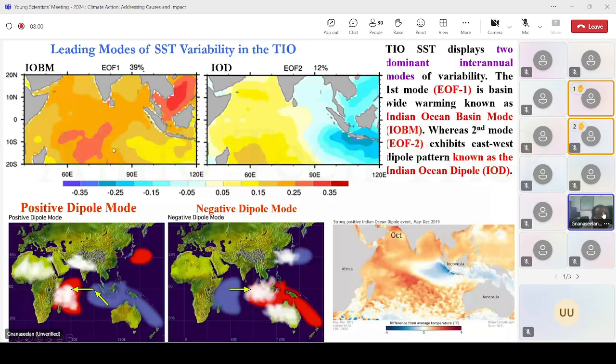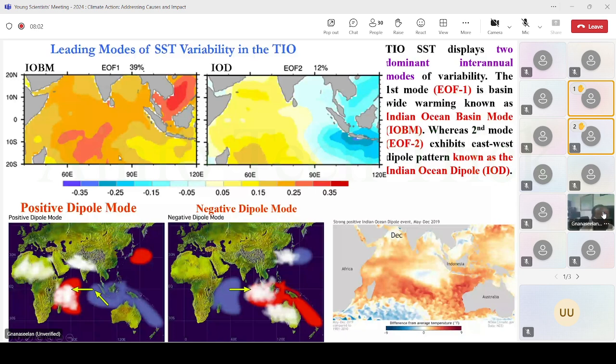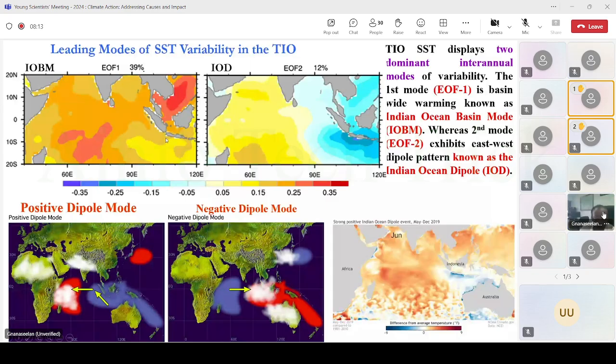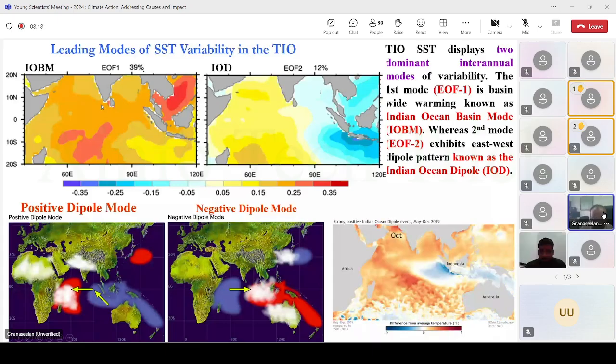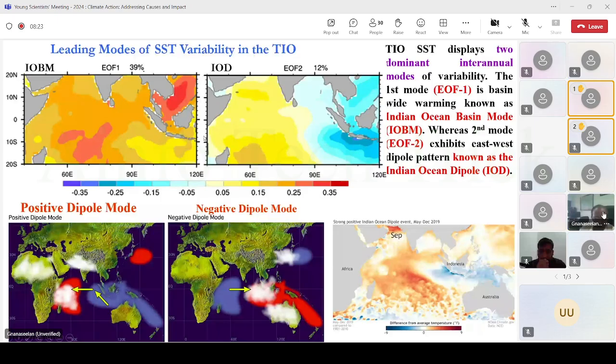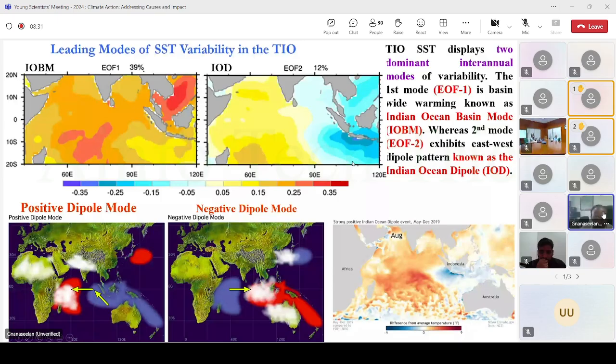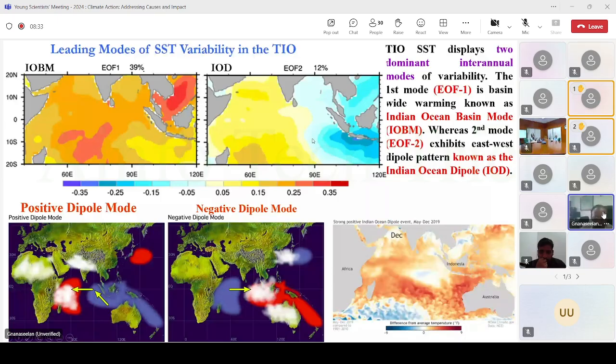So this is the leading mode of SST variability, from empirical orthogonal function analysis. The first EOF, you can see, explains about 40% of the variability in the Indian Ocean, which gives you a basin-wide signal. That means the basin as a whole either warms or cools. And the second mode, which is more popular, is the Indian Ocean dipole, with an east-west pattern with opposite signals: positive anomalies in the west and negative anomalies in the east during the positive phase of IOD.